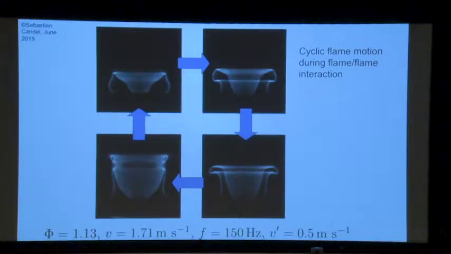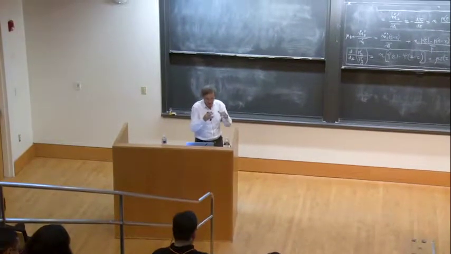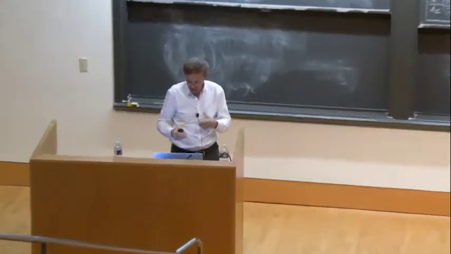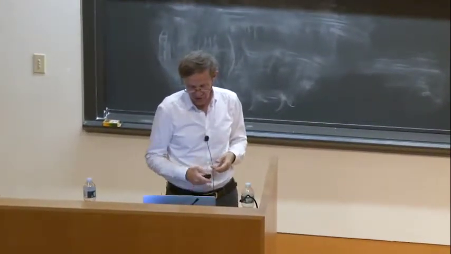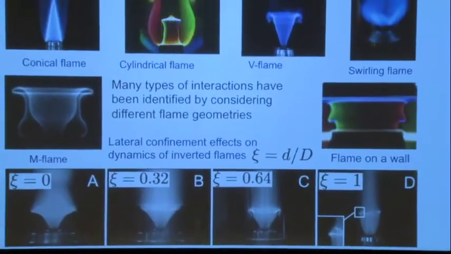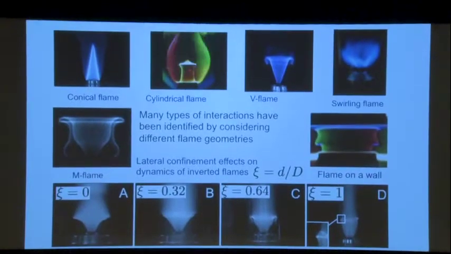So the M flame has much stronger changes in surface area. The conical flame has some changes in surface area, but not so strong. In the M flame, it's much stronger. Actually, we did all sorts of experiments. Even in one case, you can actually produce cylindrical flames, which are collapsing on the axis here.